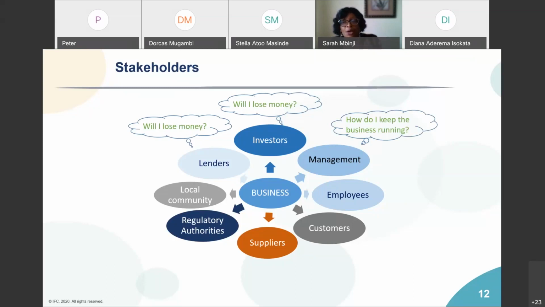Management, are we going to continue to run the business? We did our strategic plans last year. We were all set at the beginning of this year for takeoff, and then suddenly COVID came. So how will we continue to run this business?